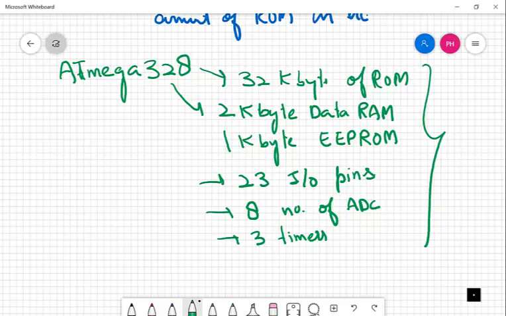In the next class we will be discussing its programming model, the number of registers, and, like we introduced in the 8085 microprocessor, the assembly language instructions of ATmega328.